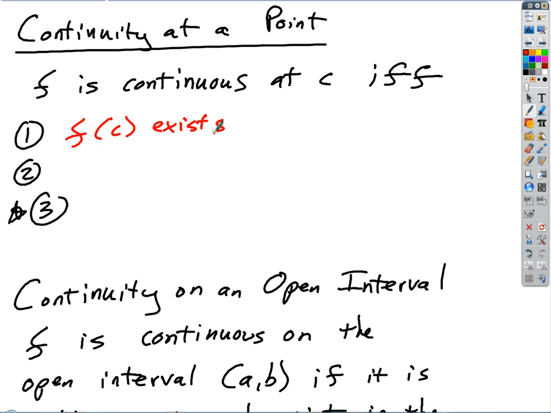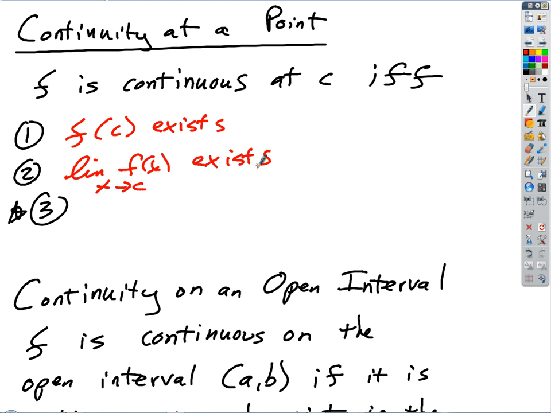That was important because what we were getting at there was, remember, the ants approaching c from either side had to agree on where they anticipated stepping. So the limit of f of x as x approaches c has to exist. And then the last one was what? The limit has to equal f of c. Good. So the value of the function has to equal the value of the limit.